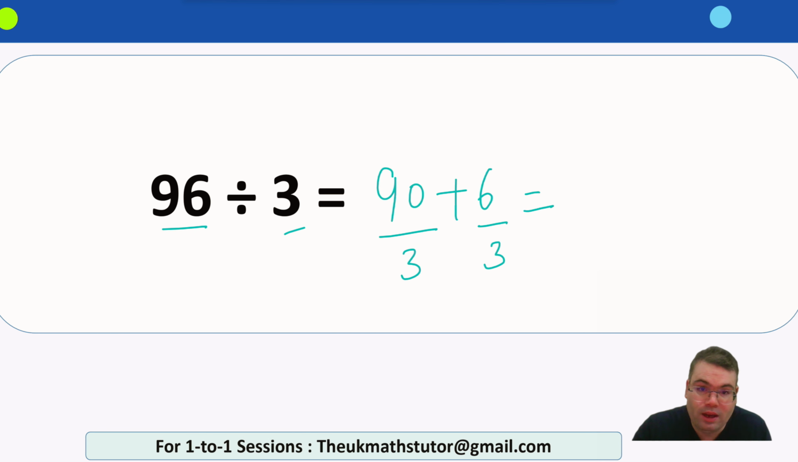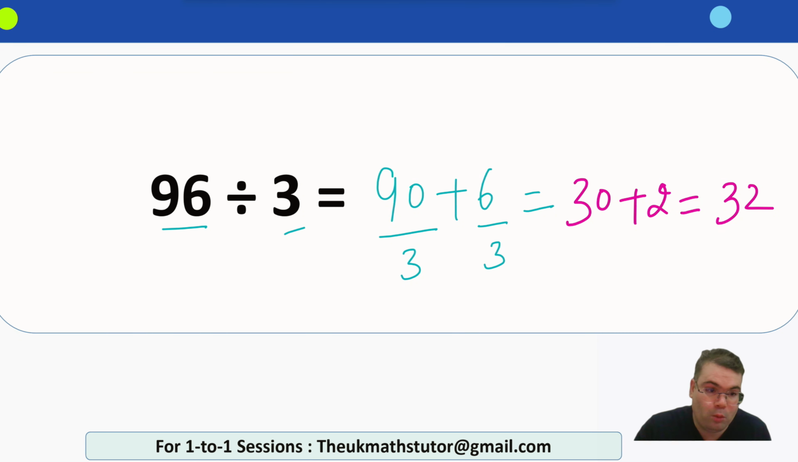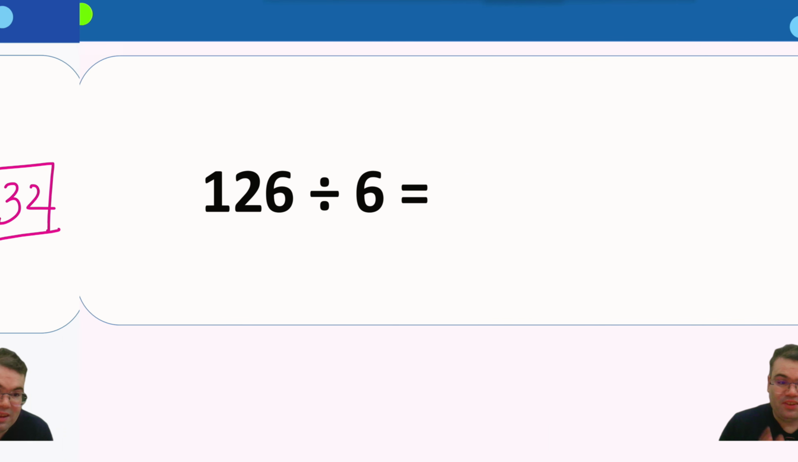So 90 divided by 3 is 30. You can easily do it in your mind. 6 divided by 3 is 2. So 30 plus 2 is 32. Very easy.